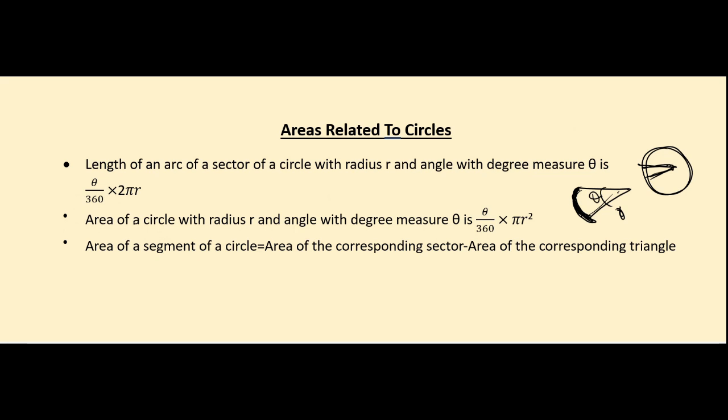Then the area of a sector of a circle with radius r and angle with degree measure theta is theta divided by 360 into pi r square. If you want to find the area, observe, here the area of a circle with radius r and angle degree measure theta is theta divided by 360 into pi r square. Pi r square is the area of a circle, the formula, correct?